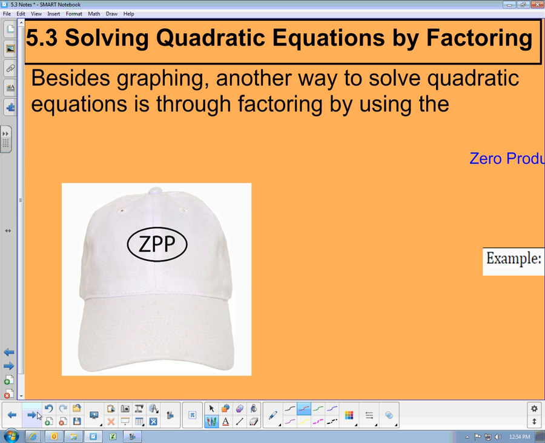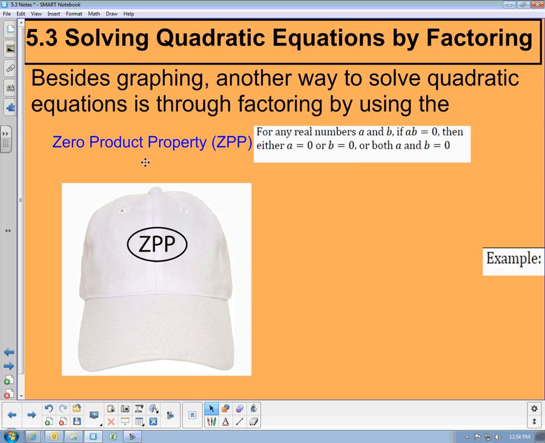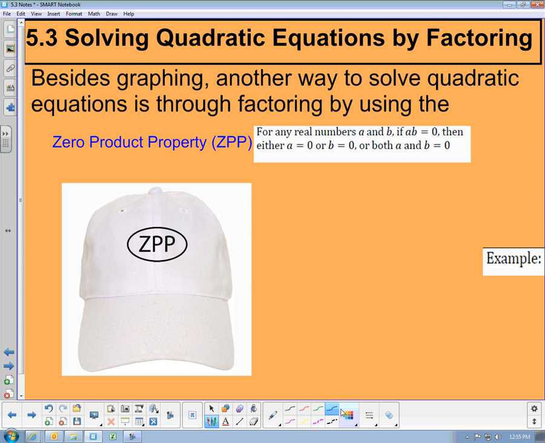We're going to solve quadratic equations using factoring. So that involves something called the zero product property. The zero product property says that if you have real numbers a and b, and a times b equals 0, then either a is 0 or b is 0 or both. So what that's saying is that a and b are factors that give you 0, so at least one of them has to be equal to 0.